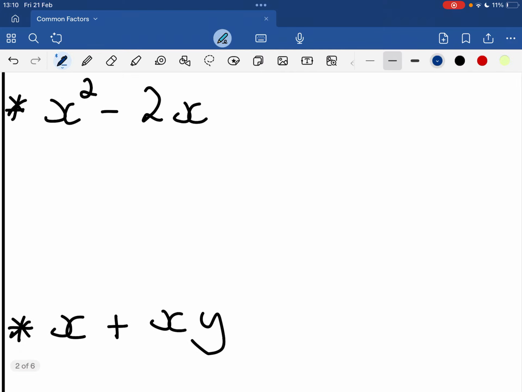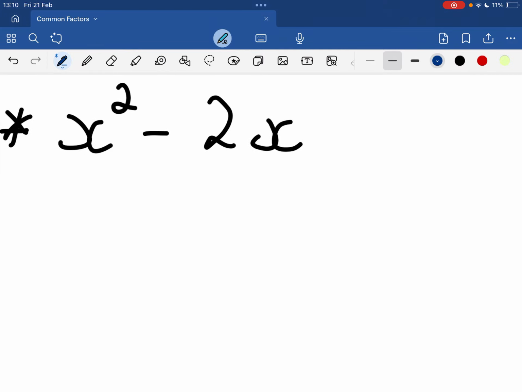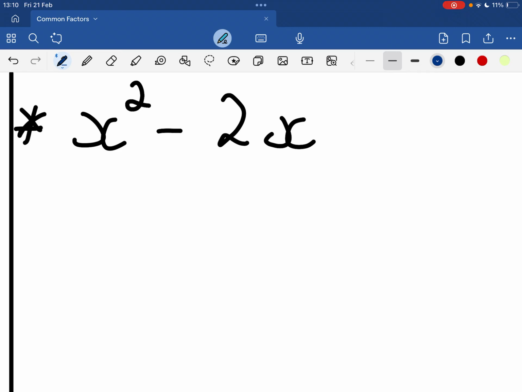Let's look at this example. X squared minus 2x. You see, in this case, the common factor is a variable, the variable x. 2 cannot be a common factor because 2 only appears here. It doesn't appear here. There is no 2 there, that's just x squared. We take out a common factor of x because x appears in both x squared and in 2x.